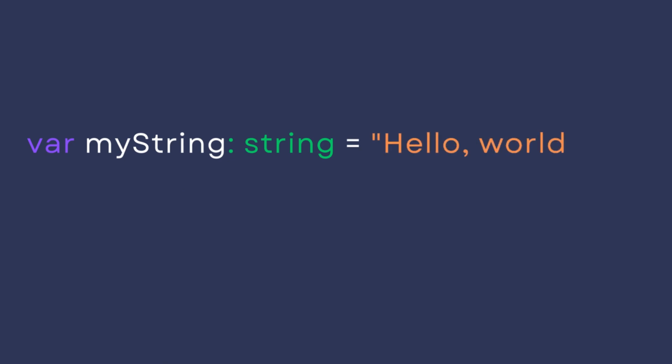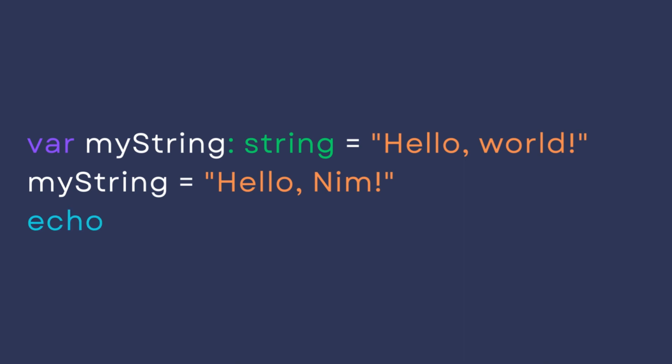Finally, keep in mind that strings are mutable in Nim, meaning that once they are created, their contents can be changed. So to modify a string, you can just change its variable value. The output will be hello Nim.